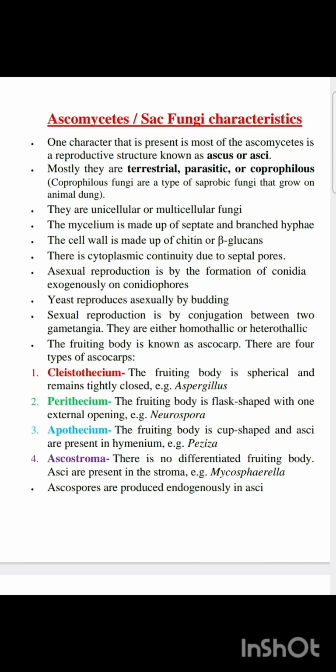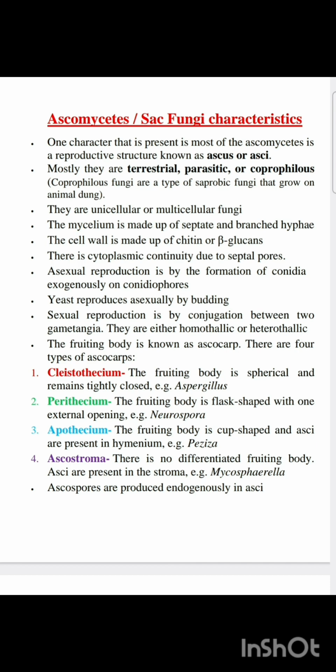Yeast reproduces asexually by budding. Sexual reproduction is by conjugation between two gametangia. They are either homothallic, that means of one strain or similar strain, or heterothallic, that means by different strains. The fruiting body is known as ascocarp. There are four types of ascocarp.